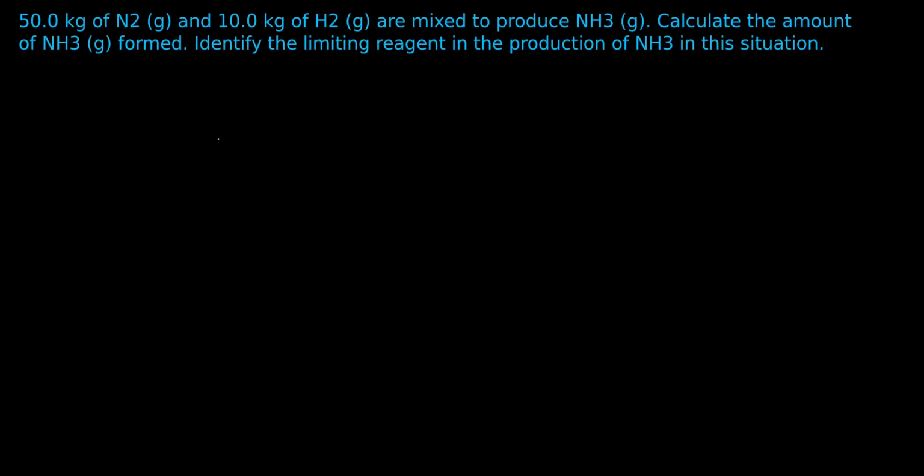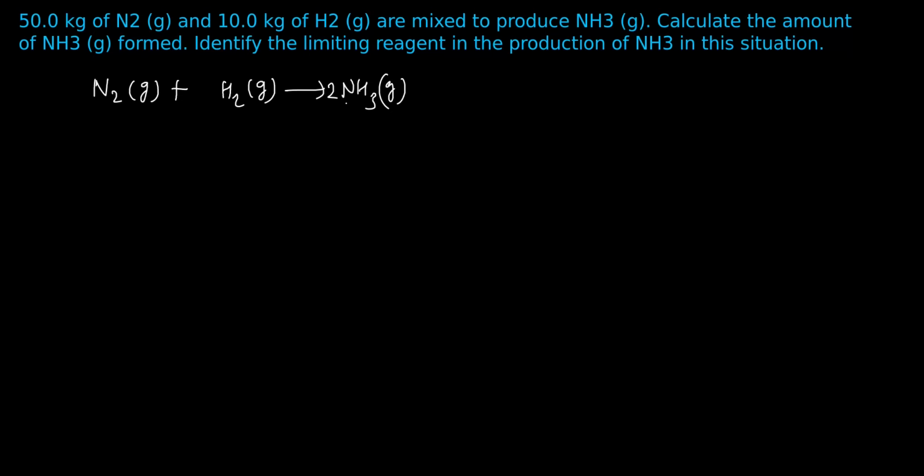The first step should be to write a balanced chemical equation. So what is the process here? Nitrogen and hydrogen are getting mixed together to form ammonia. So let us write it: nitrogen gas plus hydrogen gas, and they form ammonia gas. But this equation is not balanced. On the left hand side there are two atoms of nitrogen, but on the right hand side only one atom.